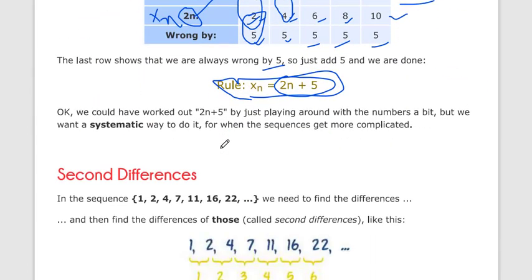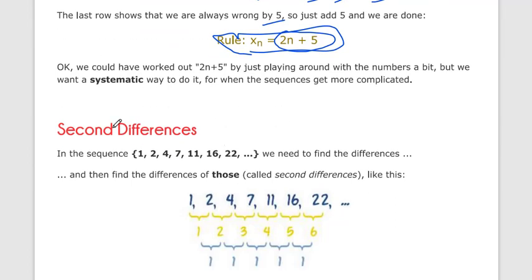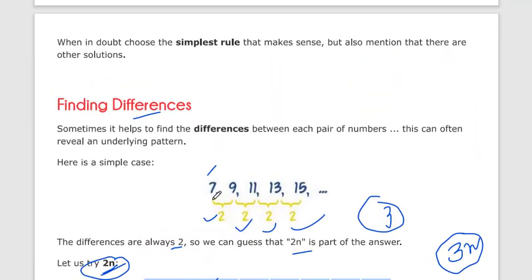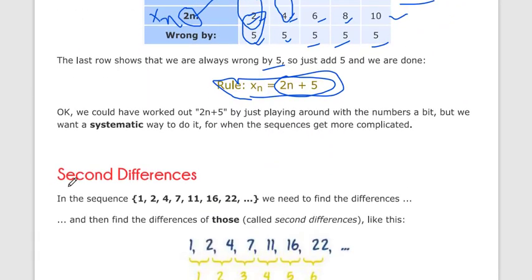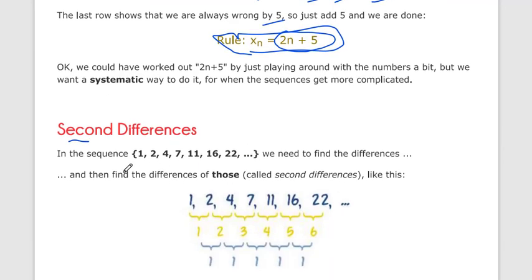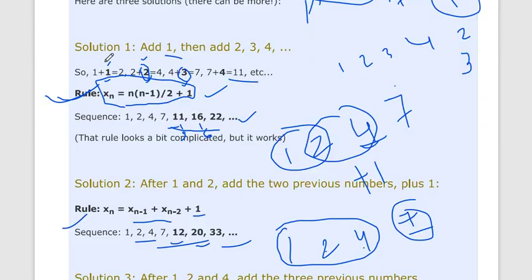Let's start with a different example, a more complicated example. Now this is the first difference, the first difference between terms. Now sometimes you have to use the second difference also. How? Let's say this is our sequence: 1 2 4 7 11 16. Now we have to find this rule.